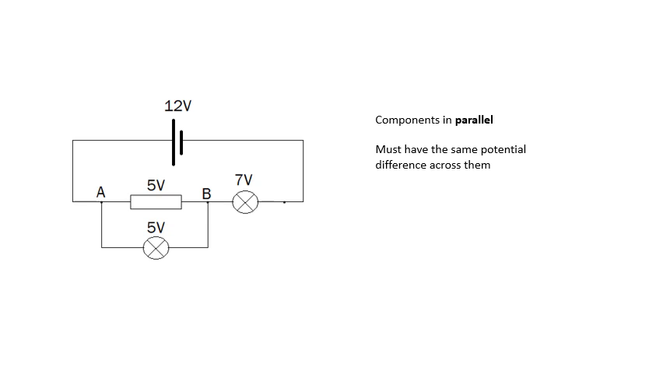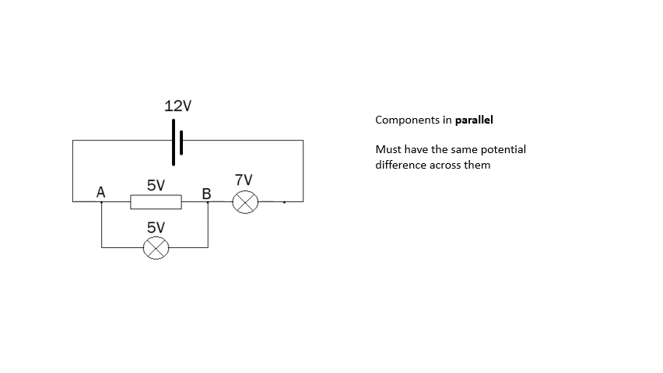In a parallel circuit, the rule is that if components are in parallel, then they must have the same potential difference across them. If you look between points A and B, this resistor and this bulb are in parallel, they must have the same voltage across them, which in this case is 5 volts.